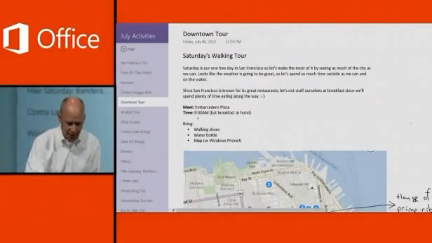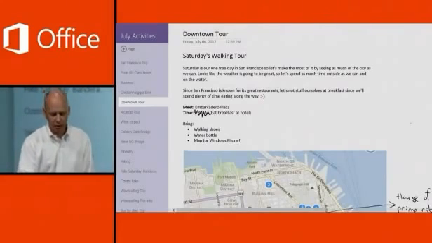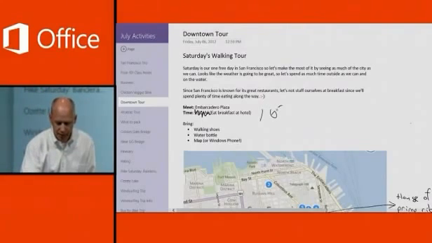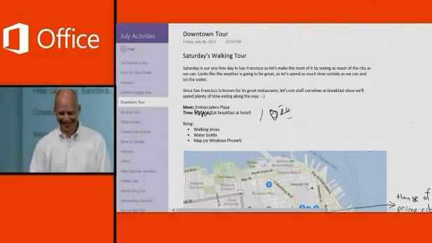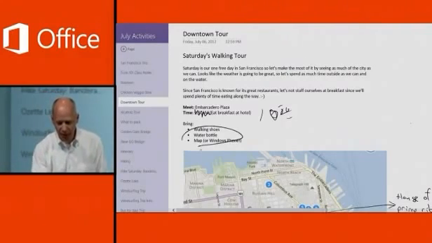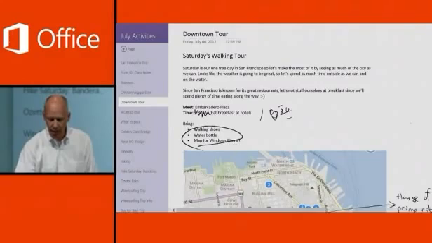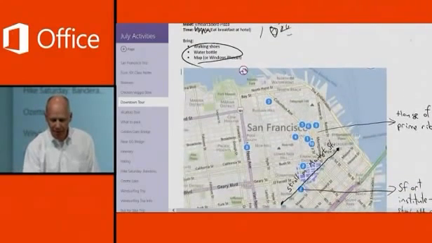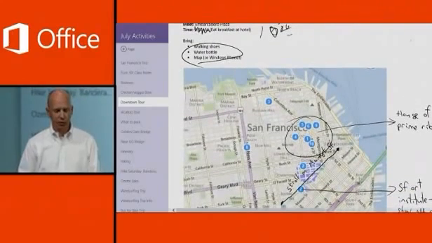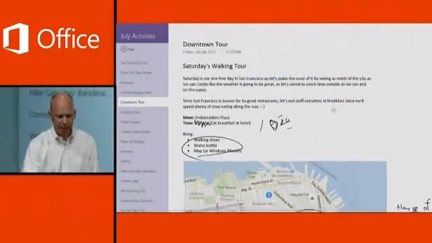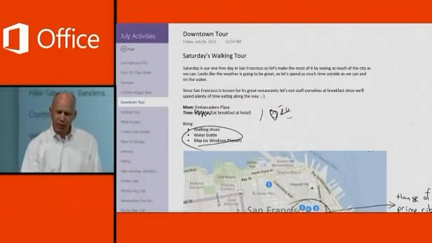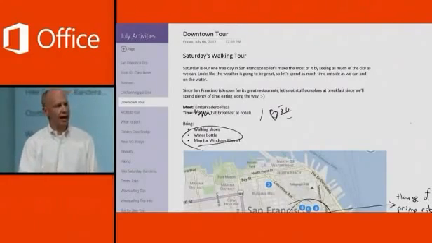If I say, hey, you know, this 9:30 is wrong, I'll just cross that out. Say, let's get together at 10 o'clock. My handwriting is terrible here. A little nervous. I can circle things that I think are important. I can annotate on the map itself. If we want to meet down here at those particular points, I can do those sorts of things. You get the idea.